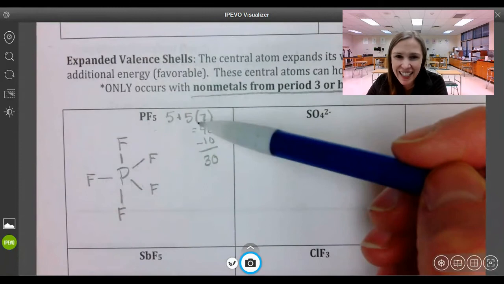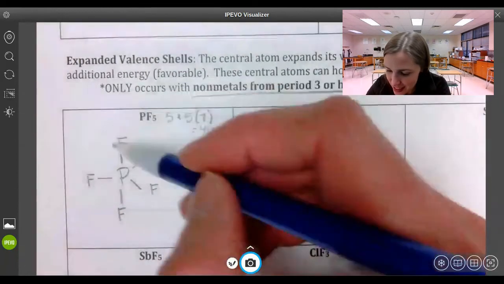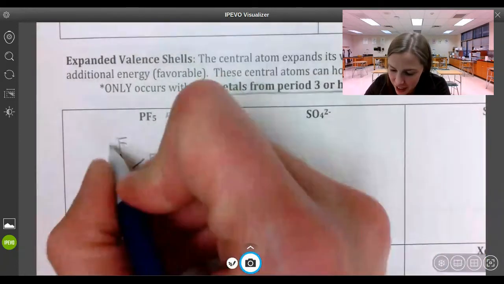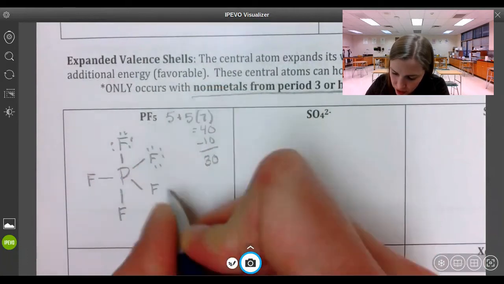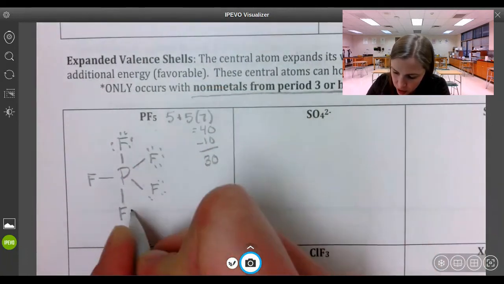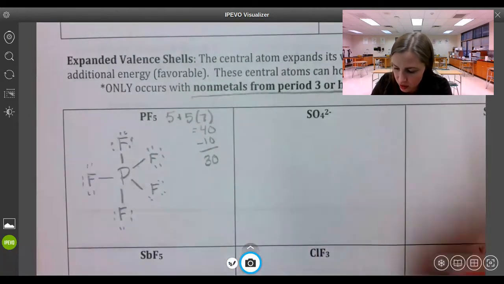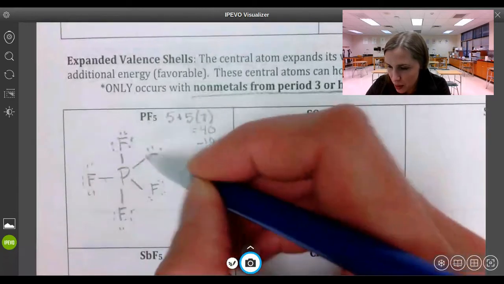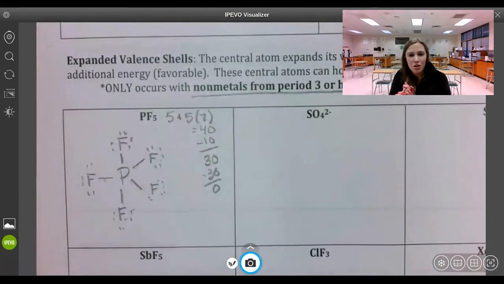Oh, no, I got 40. Okay. So I need 6 here. So if I think of 6 times my 5, I get to 30. So this will be 6 onto each of these fluorines, which is going to get me to my 30 there. Yeah, so 6, or 12, 24, and 6 is 30. All right, so that would be my structure there.